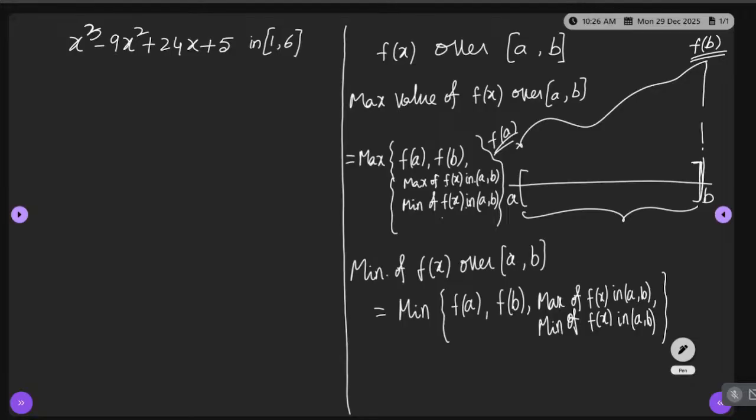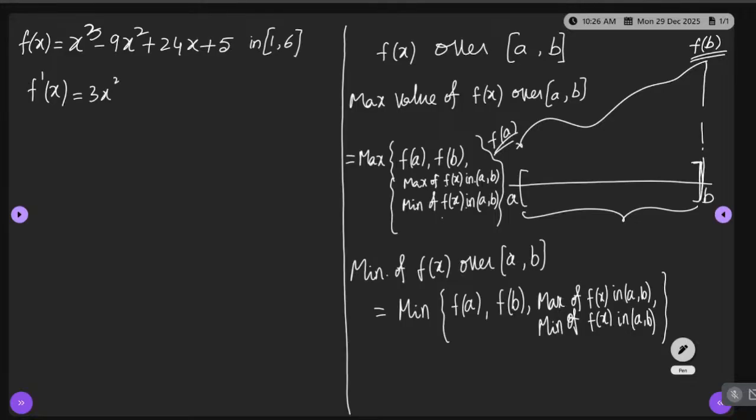The maxima or minima which you are getting in between 1 and 6 are known as local maxima, local minima. So you will write it later as a note. Consider this as f of x. Find f dash of x.